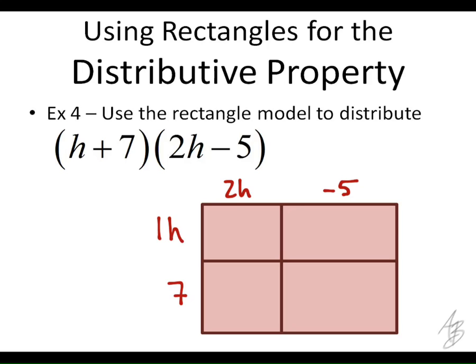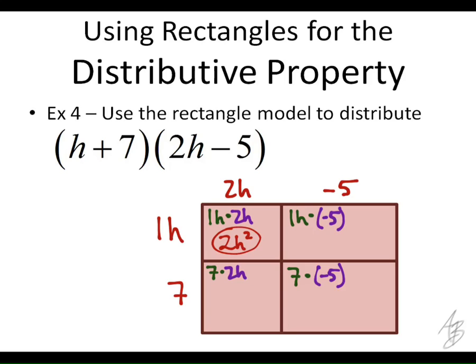Alright, so going across, I'm going to multiply 1h here and 1h here. And I'm going to multiply 7 here and 7 here. And then going down, I'm going to have a 2h and a 2h and a negative 5 and a negative 5. So what is 1h times 2h? 2h squared. Okay, what is 1h times negative 5? Negative 5h. Okay, what is 7 times 2h? Alright, and what is 7 times negative 5?